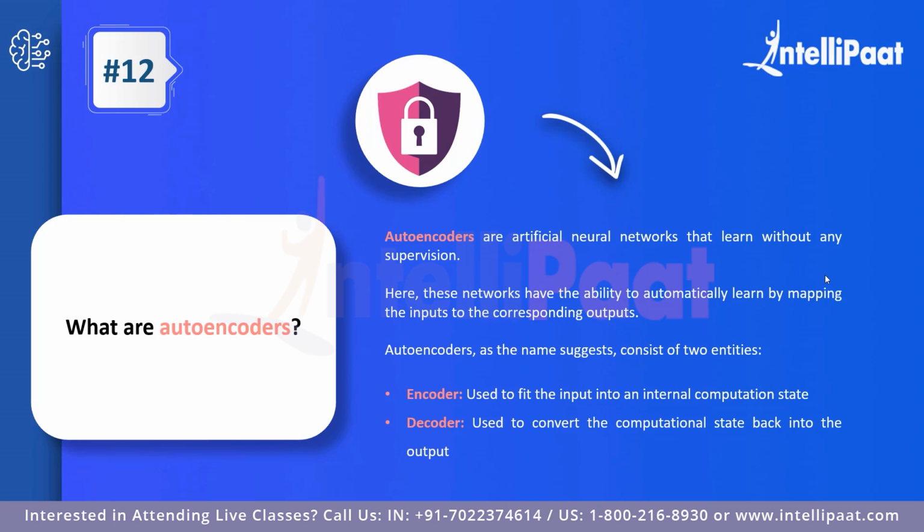But when we talk about autoencoders, it is vital that we talk about two important things. One is the encoder and one is the decoder. These two are the very important entities that we have to discuss. An encoder will make sure that the input is taken and converted into a format understood by the neural network, into an internal computation state. And then we have the decoder, which does the exact opposite. It will take the computational state data and convert it back into the output. So even though the name only has encoders, there are two operations going on. One is the encoder operation and the other one is the decoder operation.